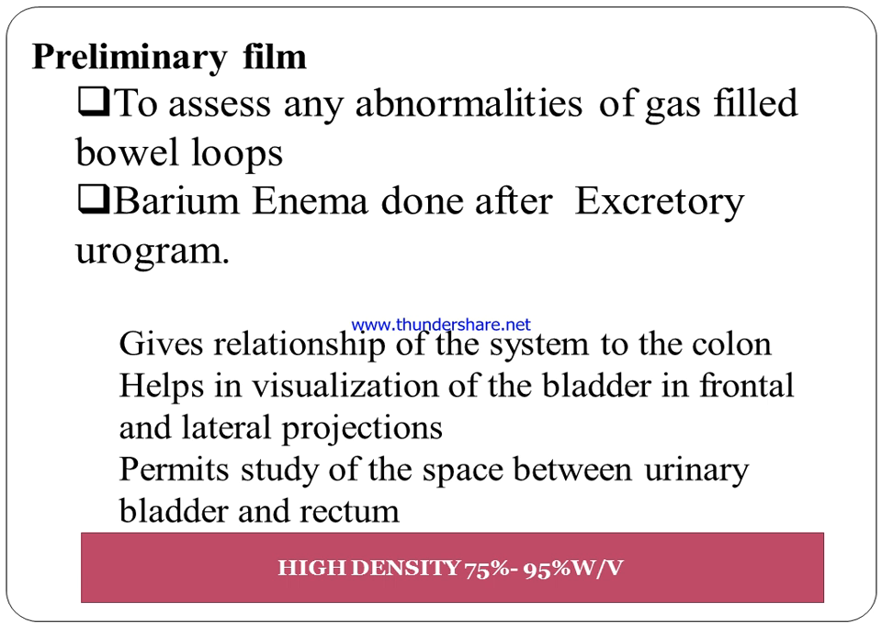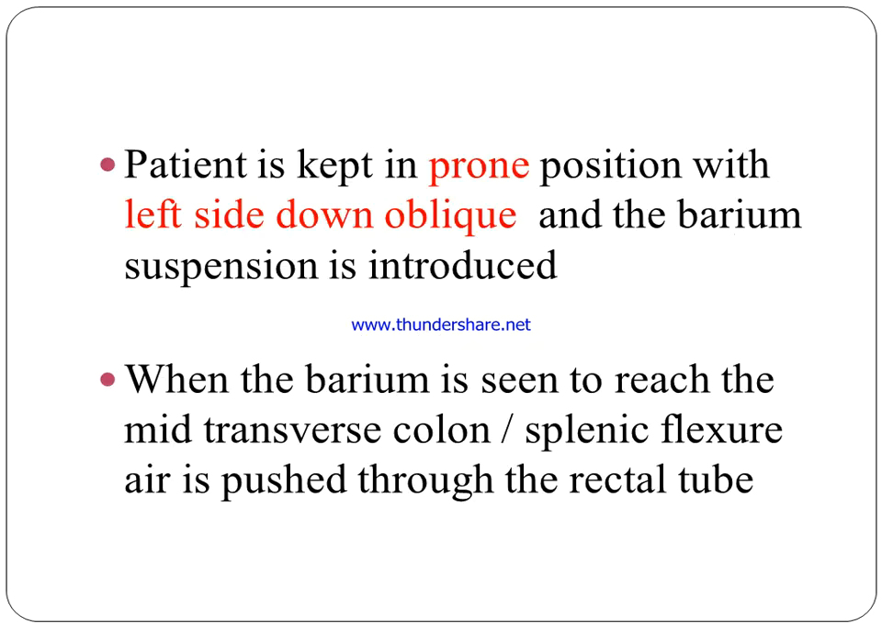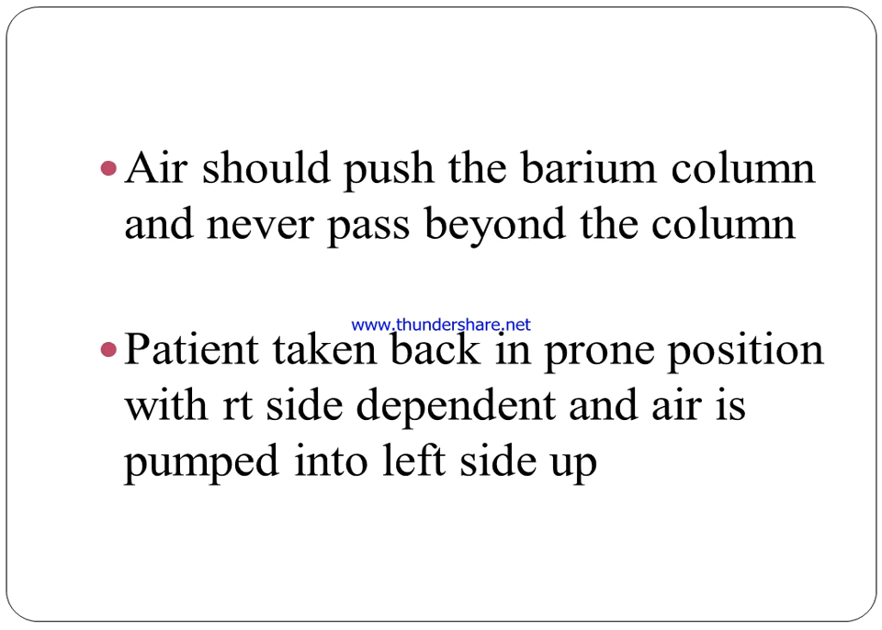We use high density barium, 75% to 95% weight by volume. Then the patient is kept in a prone position with left side down oblique, and the barium suspension is introduced. When the barium is seen to reach the mid transverse colon or splenic flexure, air is pushed. That means when the barium reaches the splenic flexure or mid transverse colon, we push the air through the rectal tube. Air should be pushed into the barium-filled colon and never pass beyond the colon.